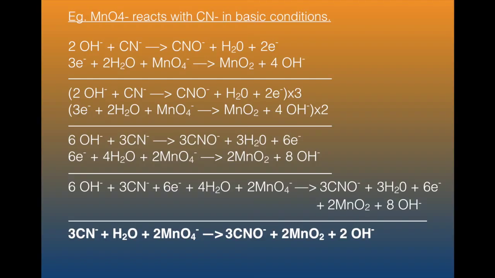On the third line of working, this is showing that we've times everything in the reaction by 3 and 2. In the fourth line of working, we're adding both equations together, and in the bold equation, in the final equation, we've been cancelling like terms on both sides of the arrow.